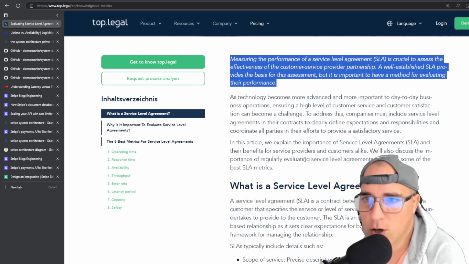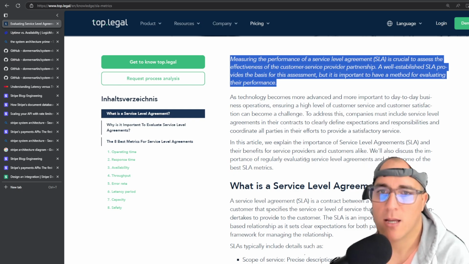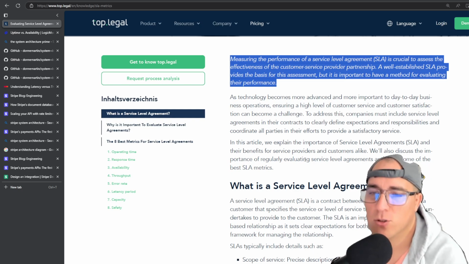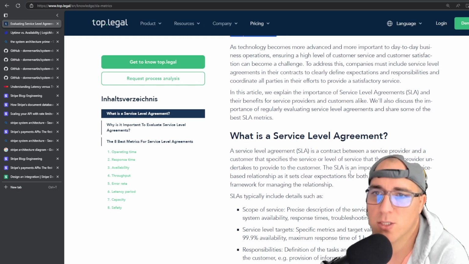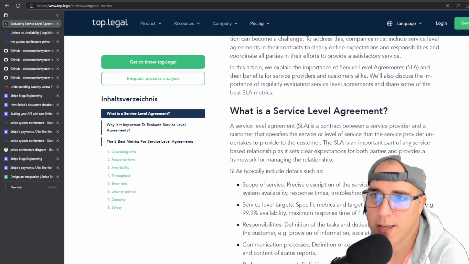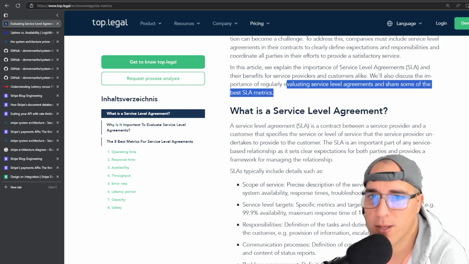To address these, companies must include service level agreements in their contract to clearly define expectations and responsibilities and coordinate all parties in the effort to provide satisfactory service. In this article, we explain the importance of service level agreements and the benefit for service providers and customers alike. We also discuss the importance of regularly evaluating service level agreements and share some of the best SLA metrics.